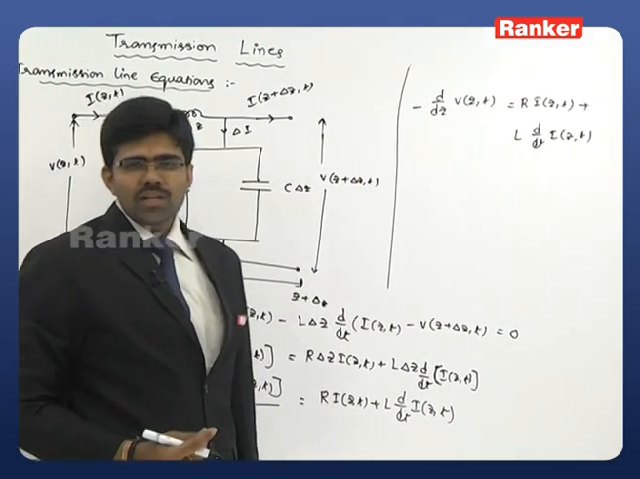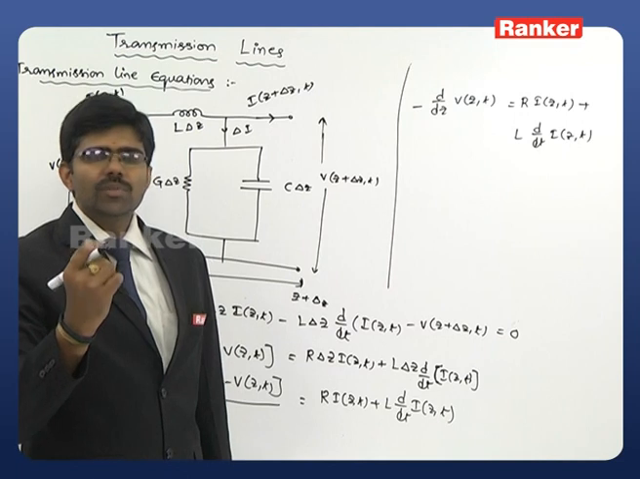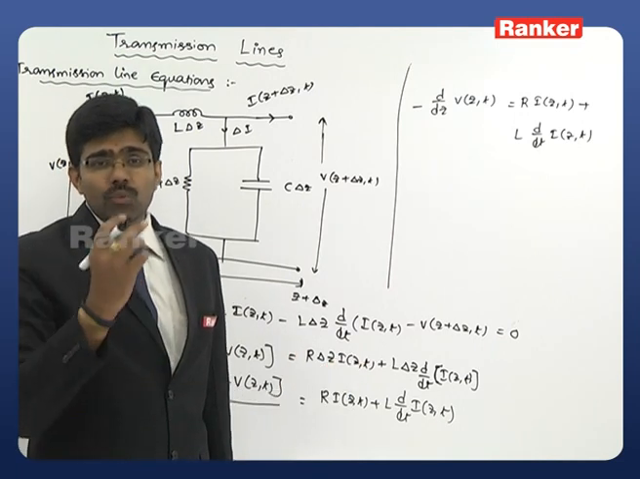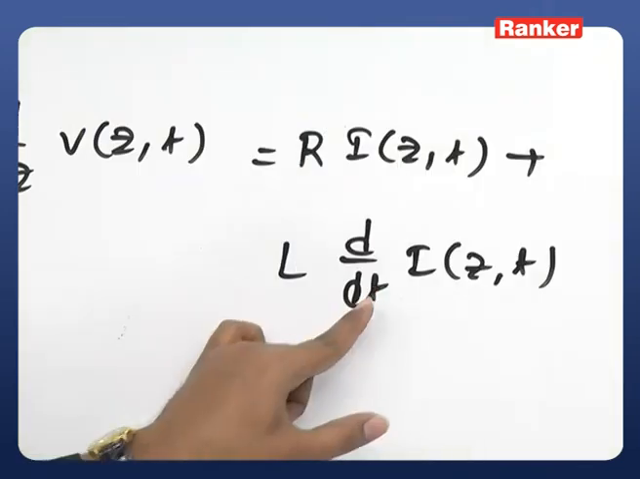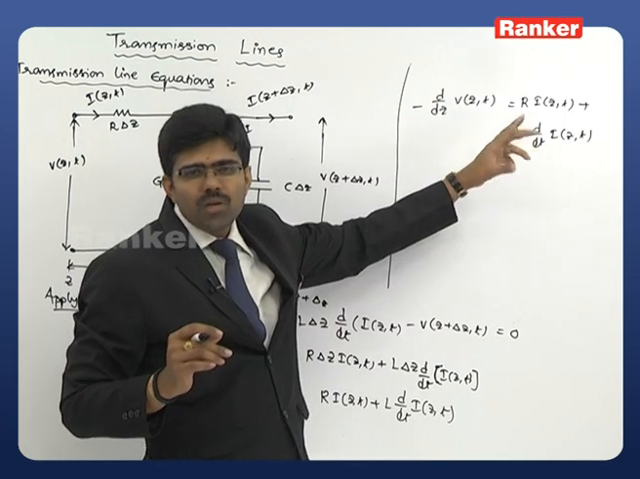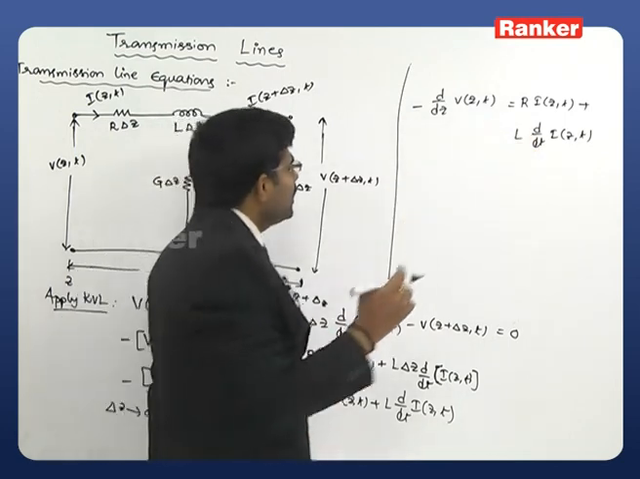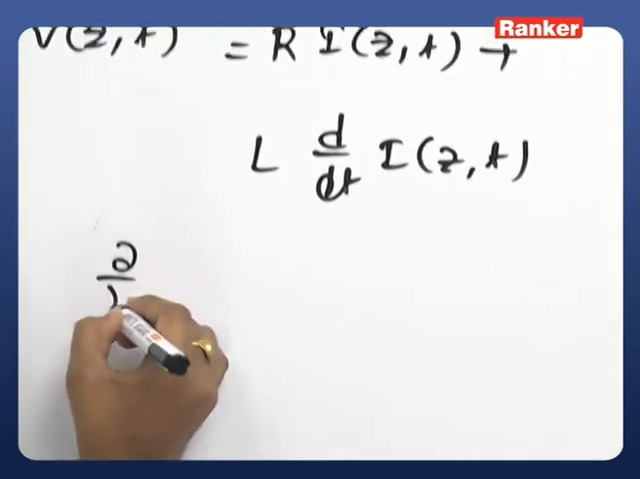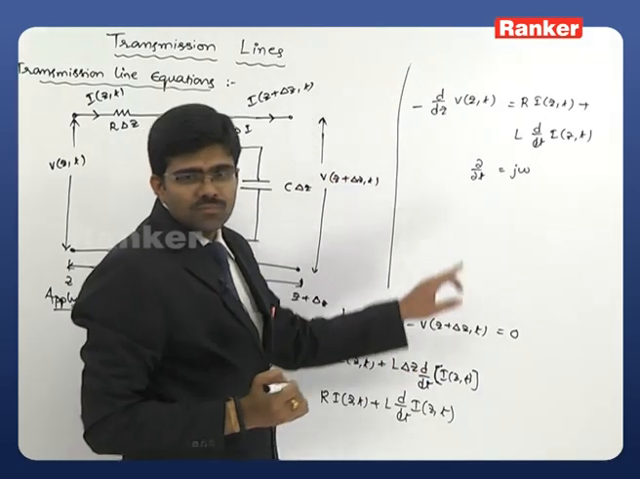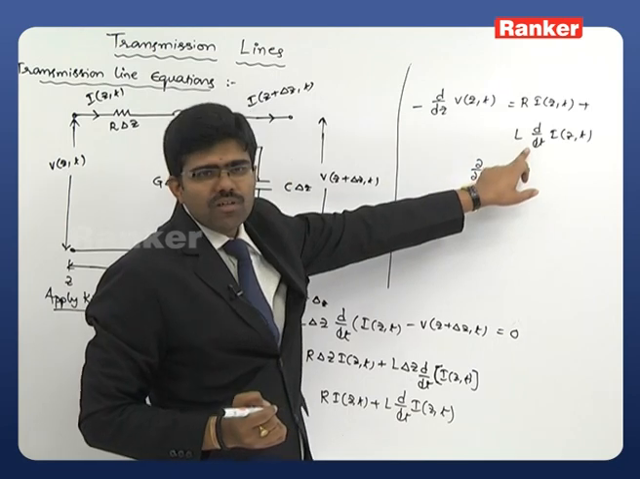But the task is not over. We have to go for a simple modification again. Just recollect the concepts in our wave propagation, where we converted the dou by dou t operator or d by dt operator into the frequency domain with the help of simple analysis. From that, recollect that the dou by dou t or d by dt operator can always be replaced with j omega. Now I am using that particular result here.